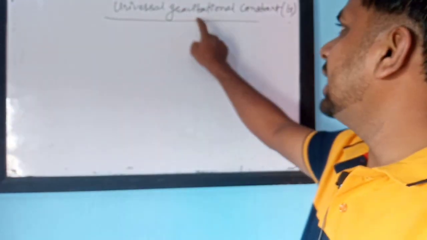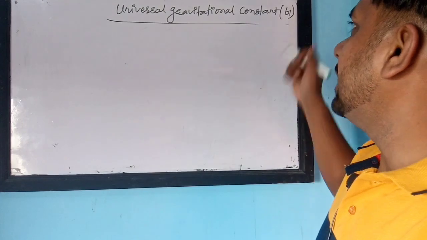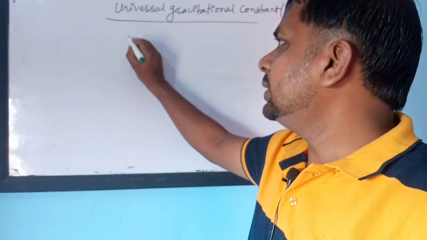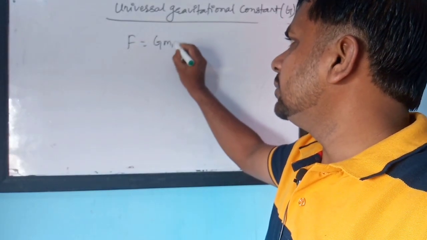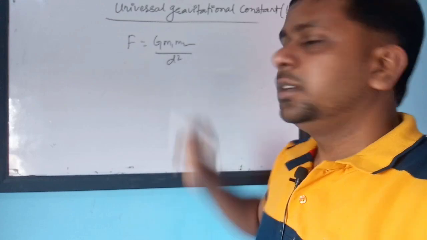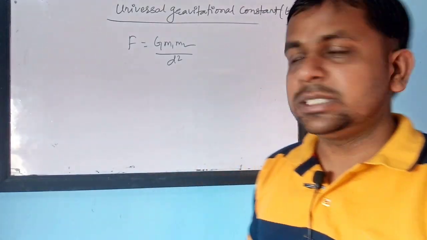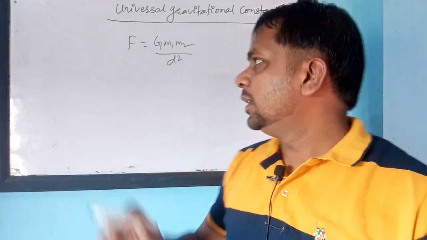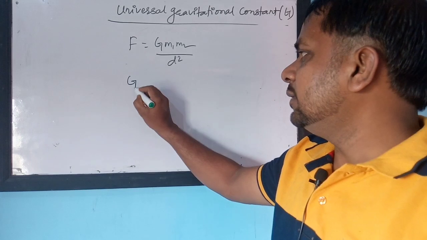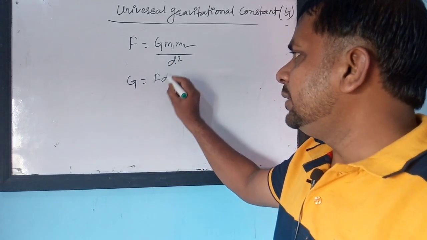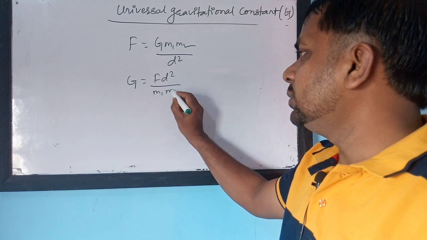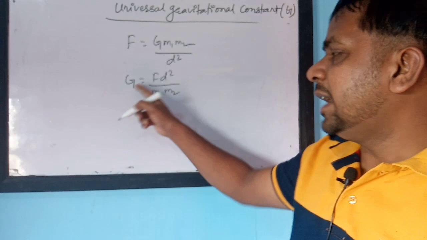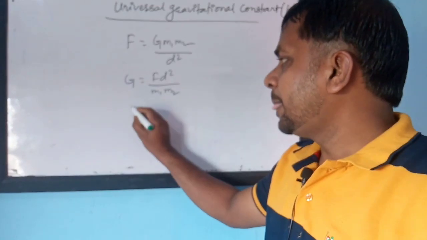Now the universal gravitational constant is also called capital G. From Newton's universal law of gravitation, we know that force is equal to G m1 m2 by d square. Then let us find out the value of G. It will be F d square divided by m1 into m2.